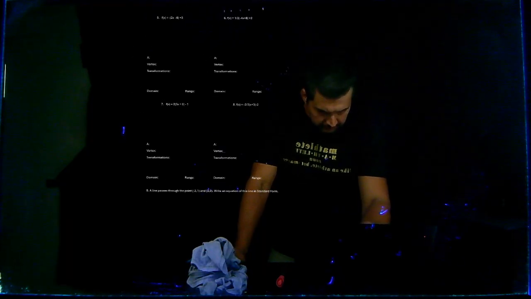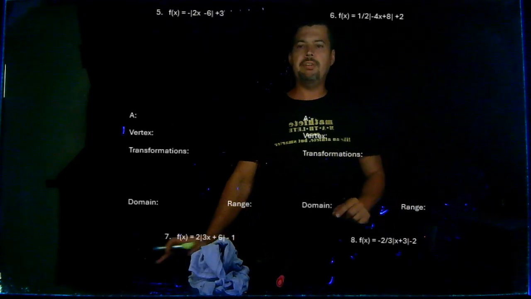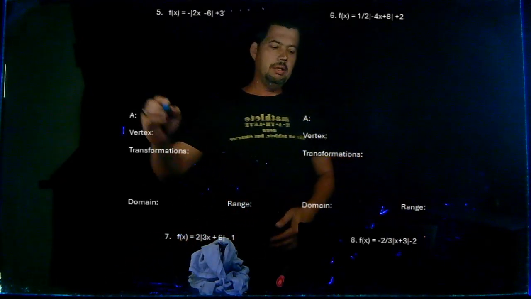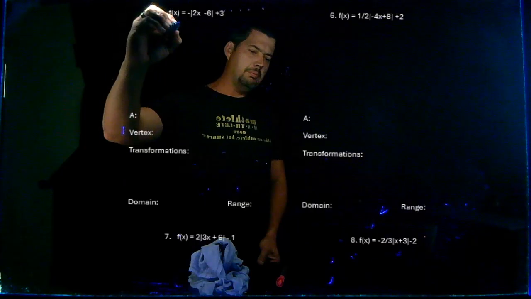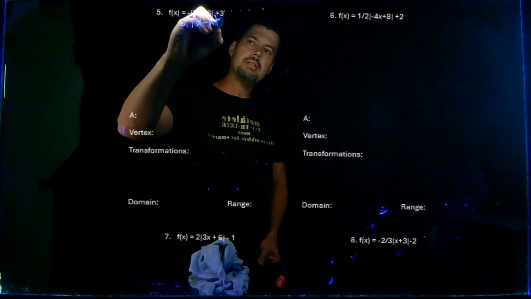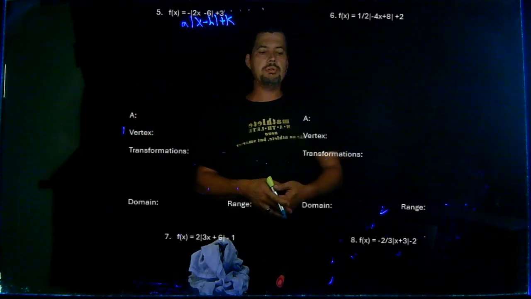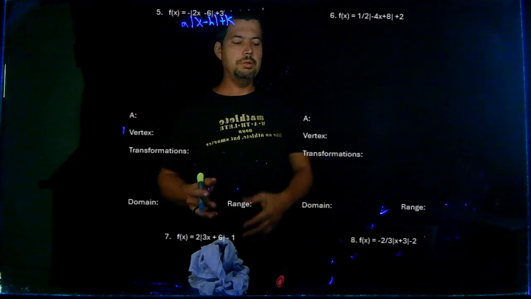Page 2. All right, let's look at 5. 5 is one of these you got to be careful on. 5 is not in the correct form. Your correct form here would be A, absolute value of x minus h, plus k. You notice 5 talks about 2 x's. So what we're going to do is a little factoring here. We're going to factor out what's called a monomial.